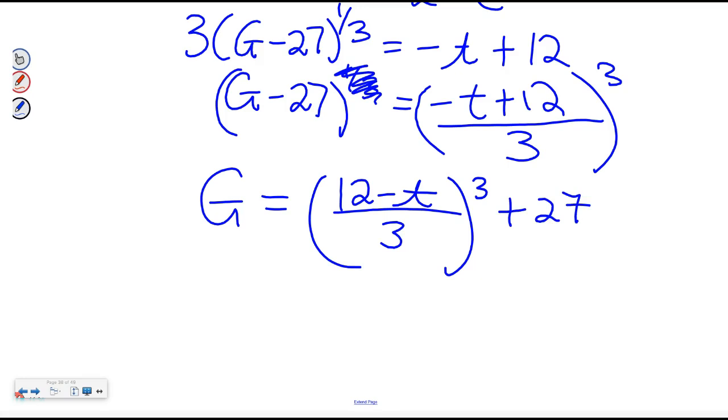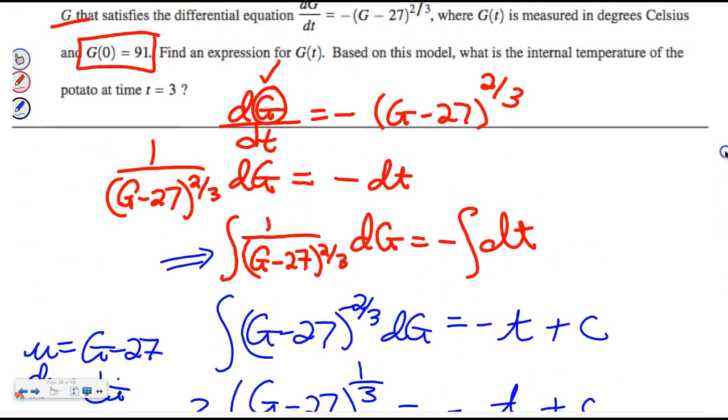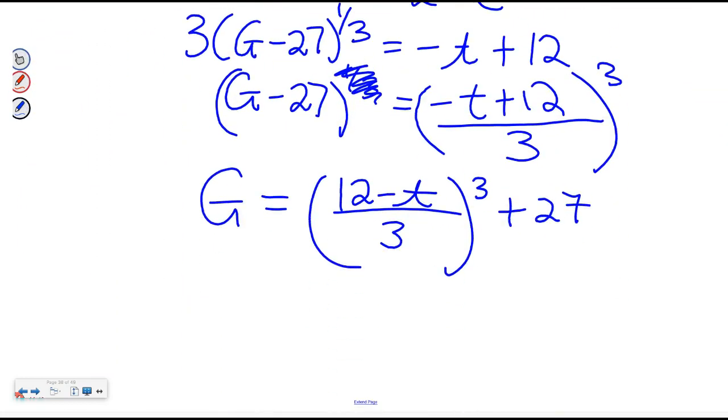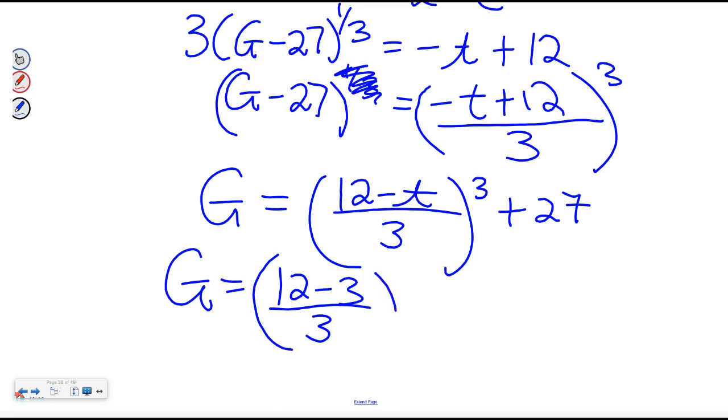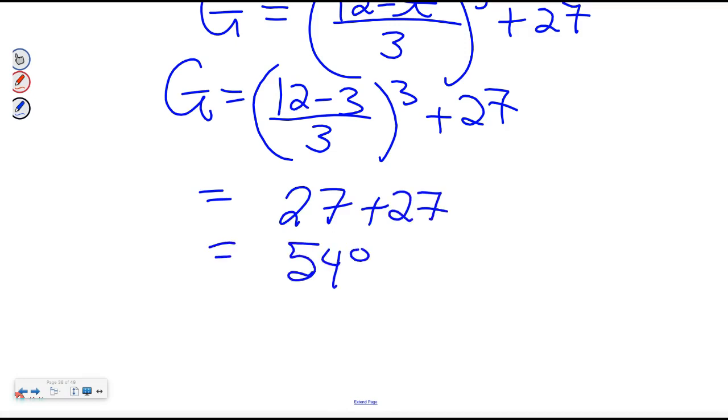That's my solution. And then I have to go back to the stem of the problem. I think I was supposed to predict the temperature of the potato. Based on this model, what is it? So I need to find g when I put a 3 in for t. So let's go do that. I would have g is equal to 12 minus 3 over 3, quantity cubed, plus 27. g is equal to 9 over 3, which is 3. It looks like 27 plus 27. The internal temperature of the potato is 54 degrees.